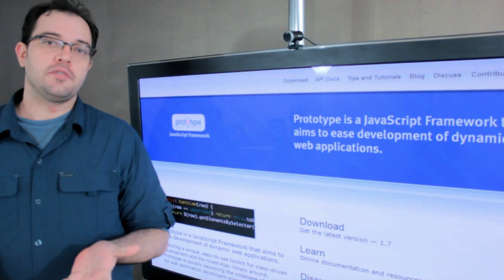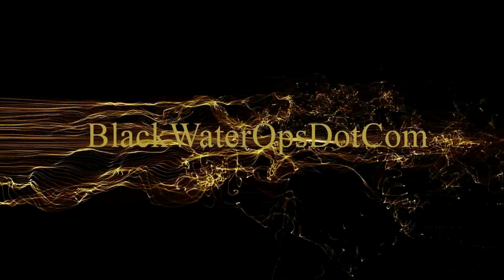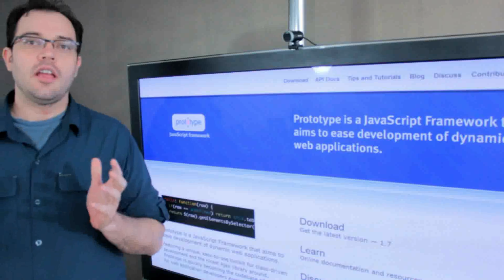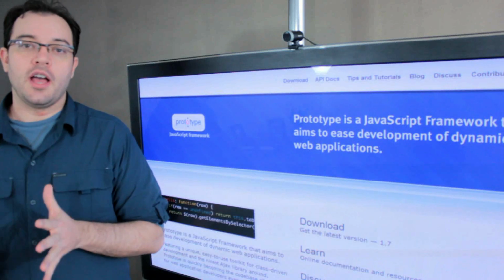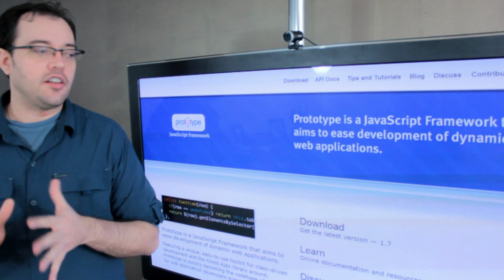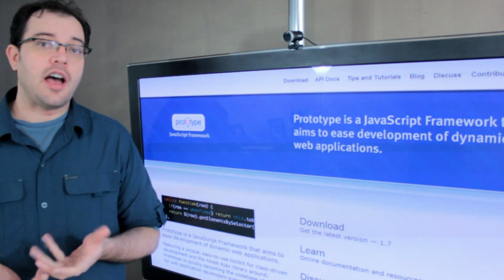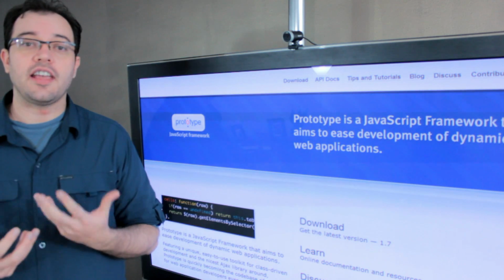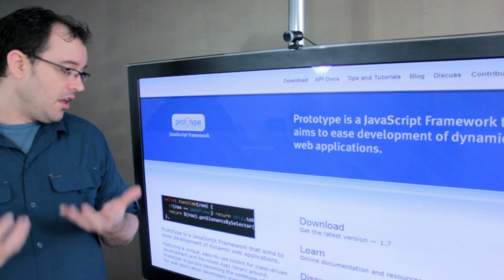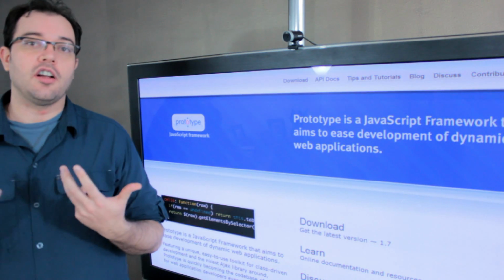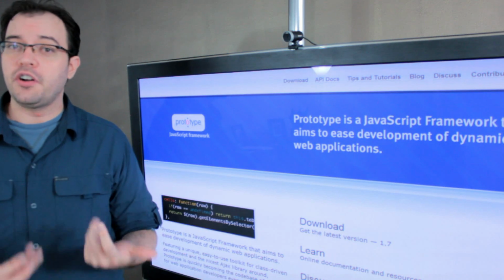jQuery versus Prototype. If you're trying to develop for the web and need to add functionality that isn't just built into JavaScript, chances are that you're looking at an extensions library. A couple of frameworks that are available are jQuery and Prototype.